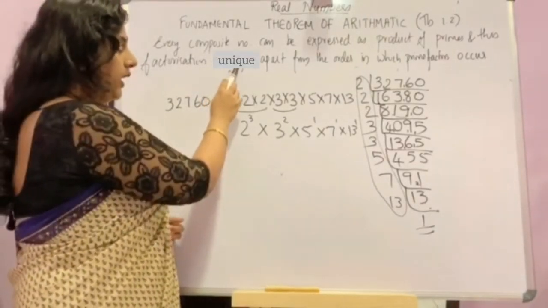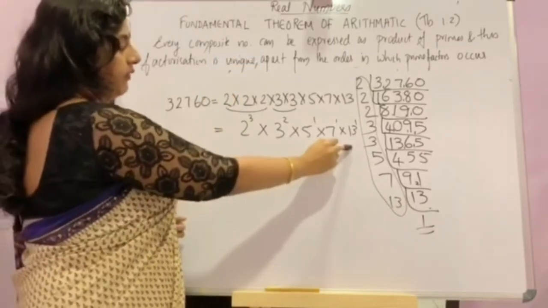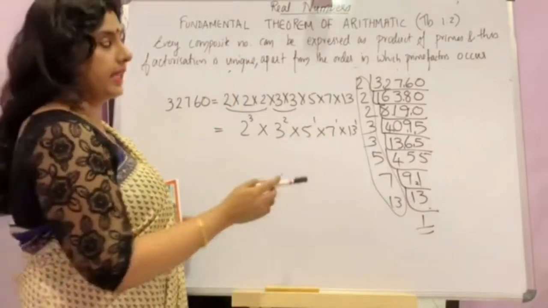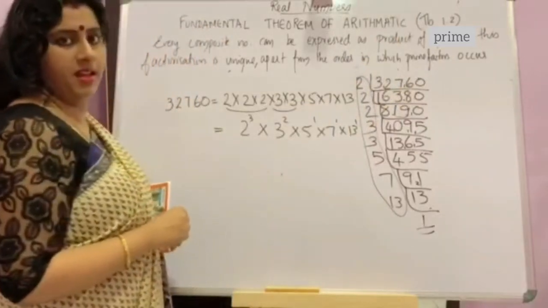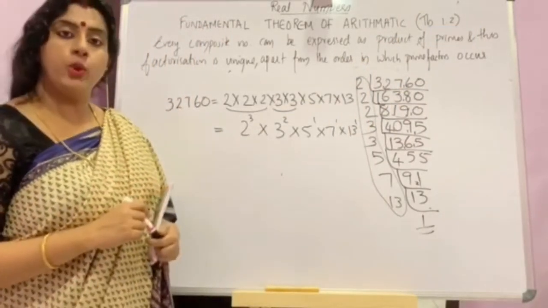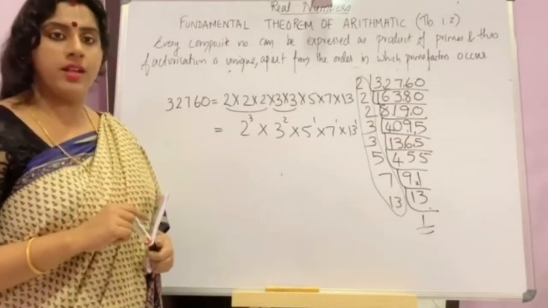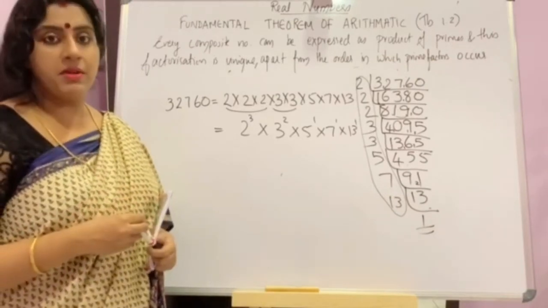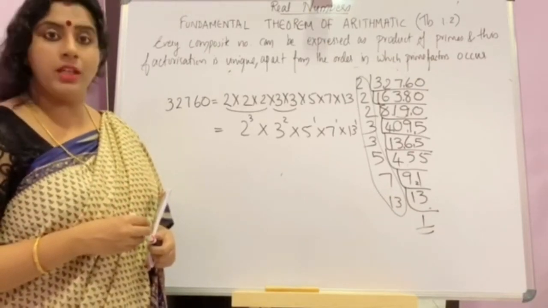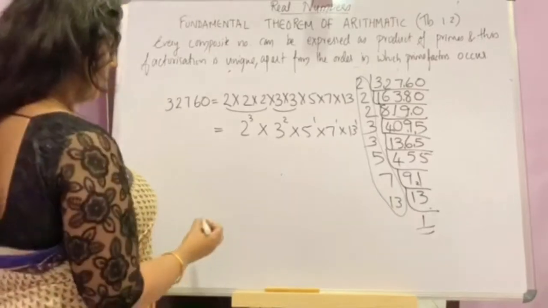And here, we are getting this unique answer because we are taking the prime numbers. That is why we are getting a unique answer. If we are not factorizing it with prime numbers, the answer will not be unique. I will show you.